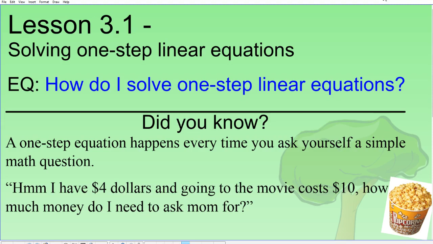It should be very easy, but the problems are going to get more difficult fairly quickly in the next few lessons. So don't slack off too much and think this is going to be super easy the whole time. So the first lesson here is solving one-step linear equations. The essential question says, how do I solve one-step linear equations? Pretty straightforward.